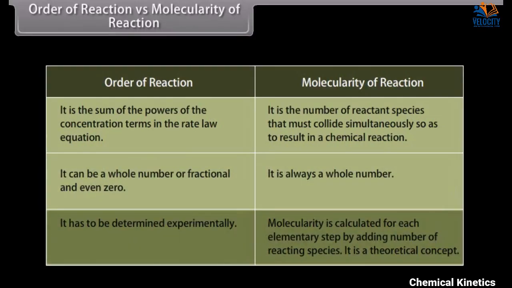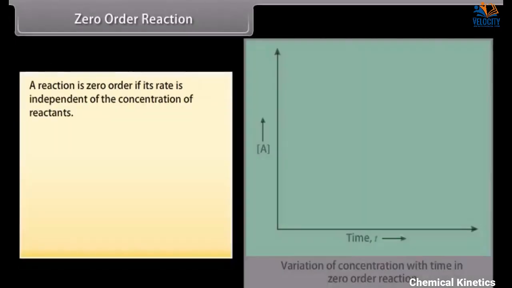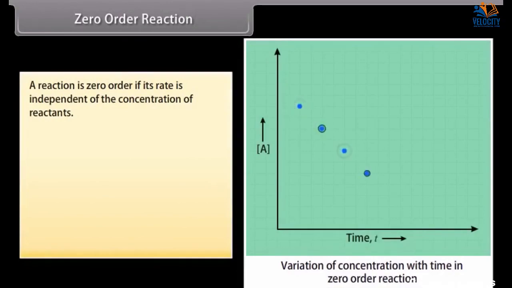Order of reaction has to be determined experimentally, whereas molecularity of a reaction is calculated for each elementary step by adding the number of reacting species. It is a theoretical concept. Zero-order reaction. A reaction is zero-order if its rate is independent of the concentration of reactants.